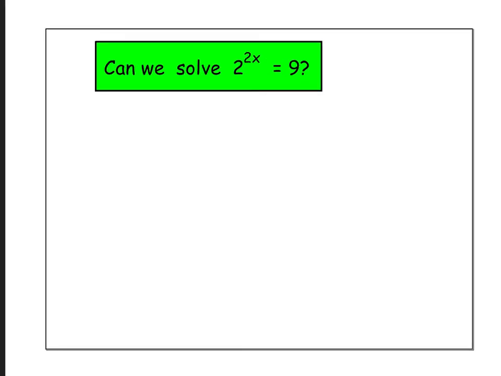All right, could we do something like this, though? Could we do 2 to the 2x equals 9? So is there a way to rewrite 9 as 2 to some power? Okay, and there probably is. It's just not a nice whole number, right? There's certainly 2 to some power that would equal 9, but it's not going to be a nice number.